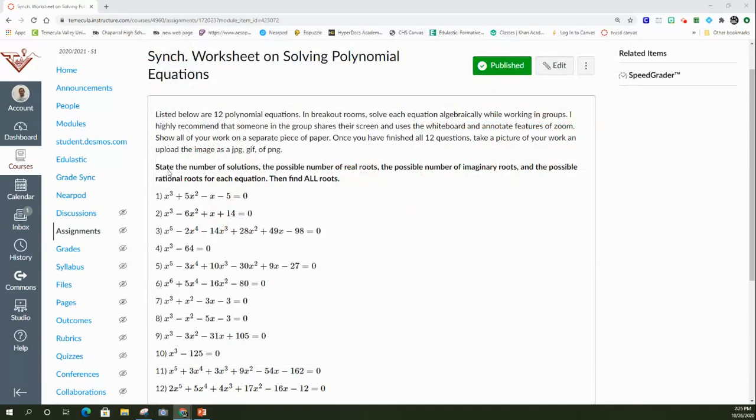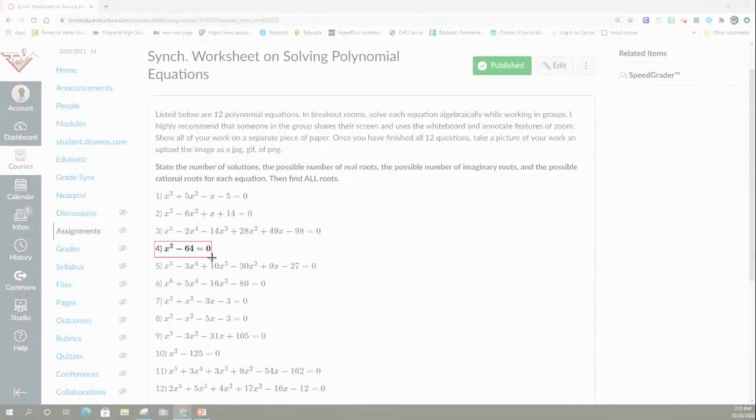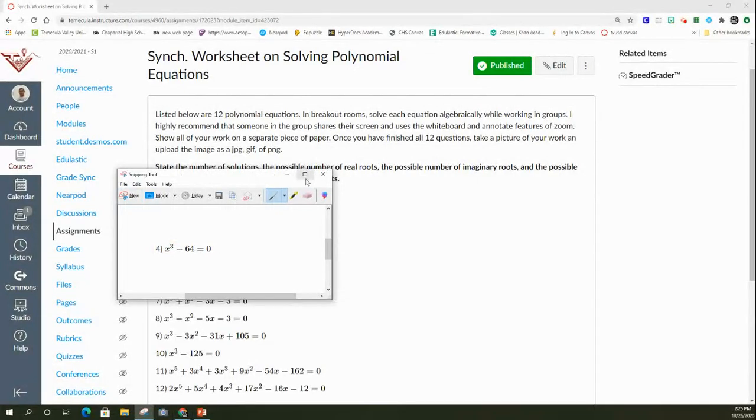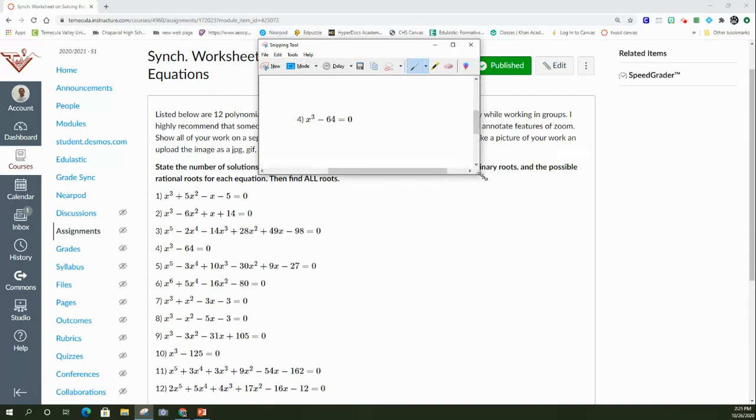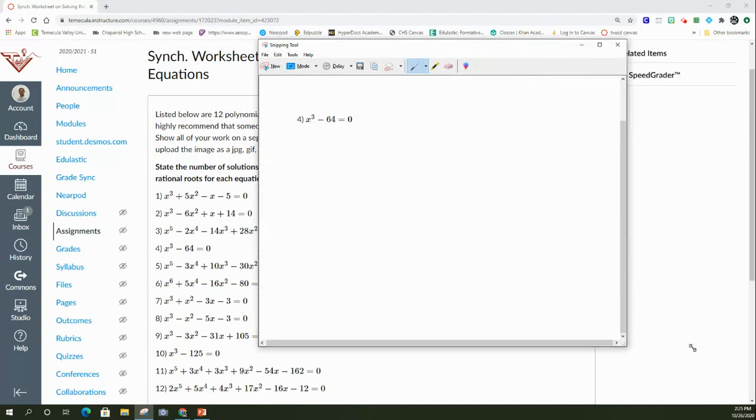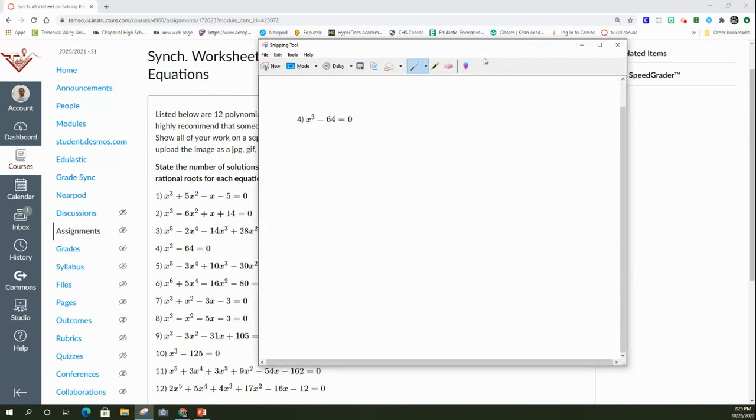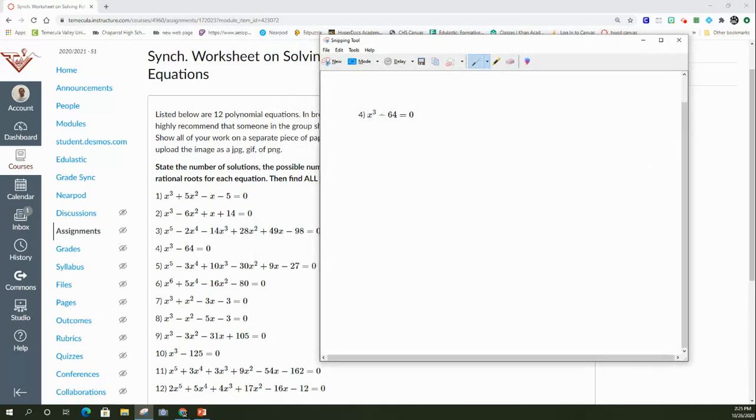All right, let's try number 4. Okay, number 4. I'm going to go ahead, and there's 2 ways I could do this. All right, there is that it's the difference of cubes, which I'm going to use, but I could also use the rational root theorem to do this. Okay, but it's going to be quicker if we recognize that it's the difference of cubes.